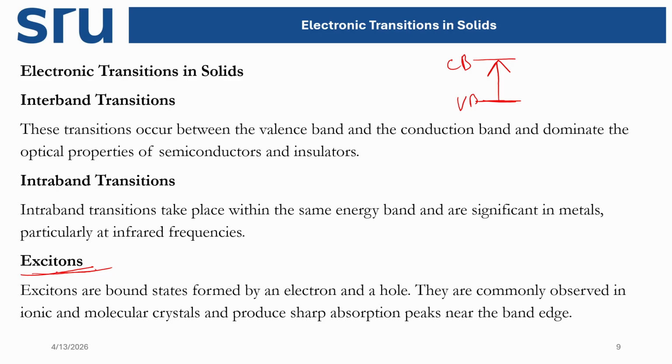Here, if you see, this is one transition state and this is another transition state, that is interband. It means the transition takes place from one band to another band. But within one band only, if a small interaction takes place, we call that intraband transitions. And if a pair of electron and hole is formed, this kind of bound state is called an exciton.